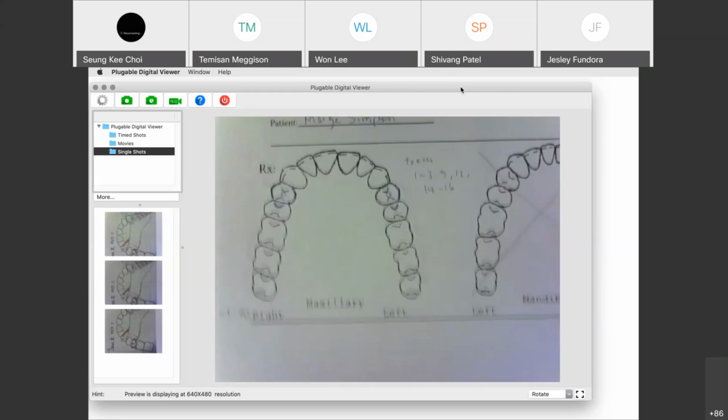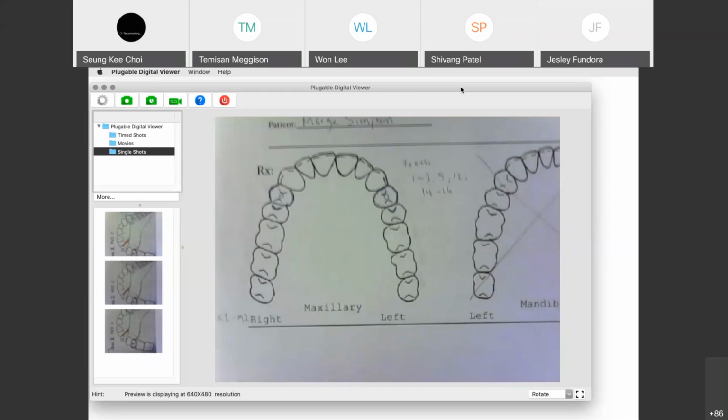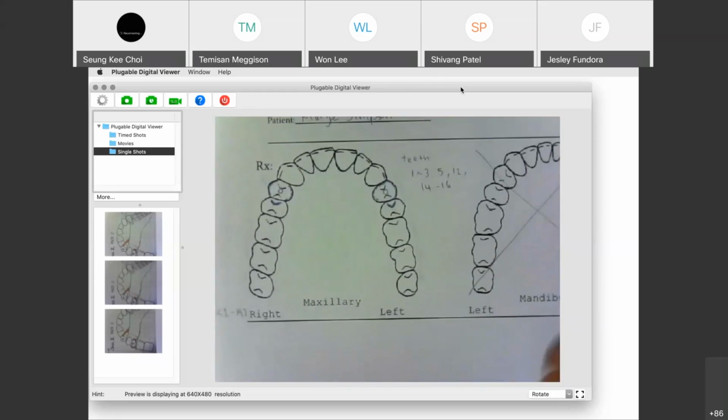Let me see if I can turn on the light on the camera, see if that makes it any better. Nope. Sorry.